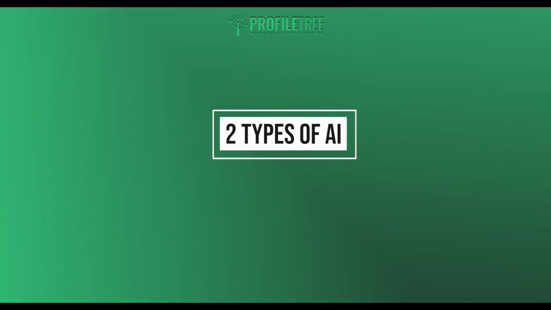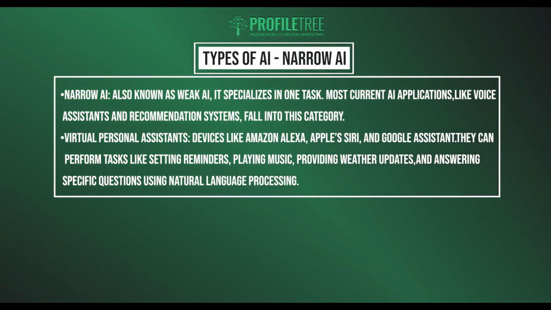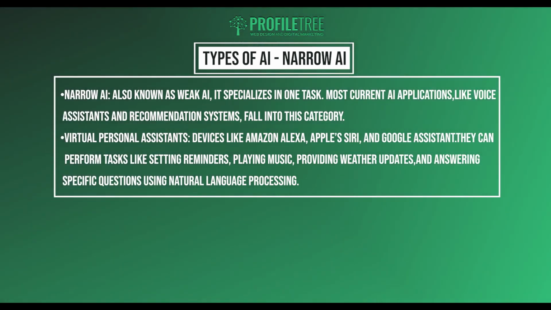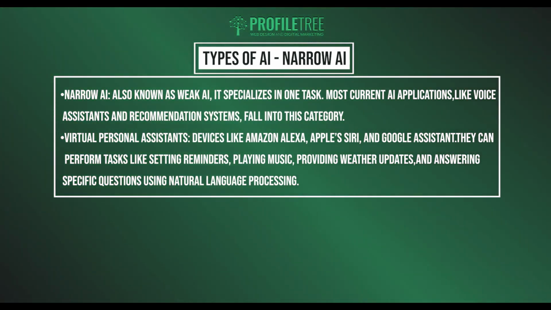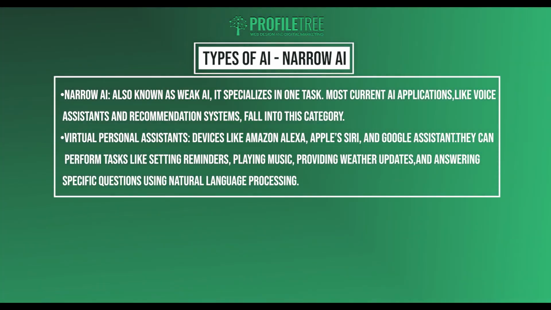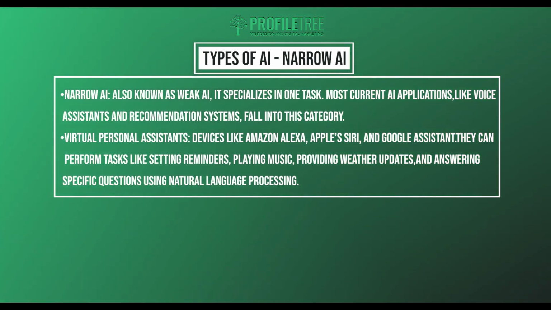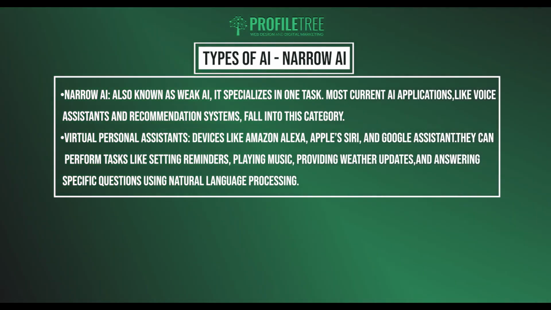There's two types of AI, first being narrow AI. This is known as weak AI. It specializes in one task. Most current AI applications like voice assistants and recommendation systems fall into this category.